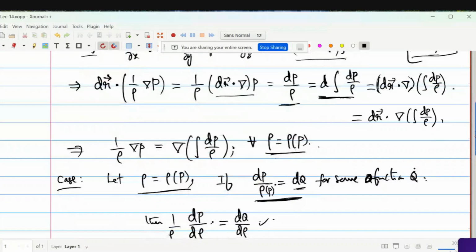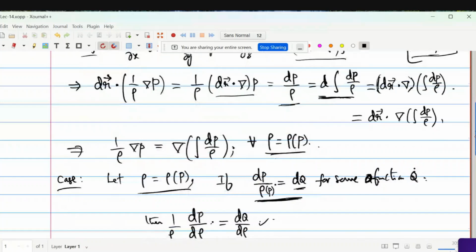So if rho is not a function of p, but a function of x, y, z, and t, and you integrate dp by rho, it doesn't make sense, right? So whatever you're doing is only for rho equal to rho of p. Now we come to the physics. If rho equals rho of p, then such a fluid is called such a flow.